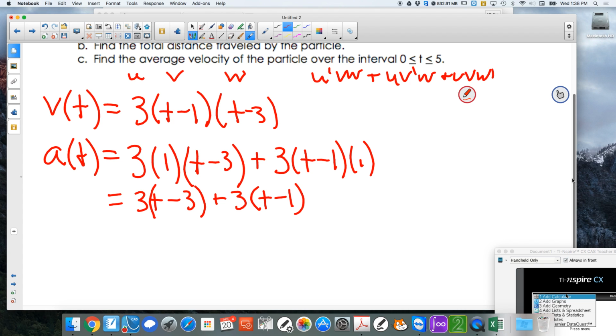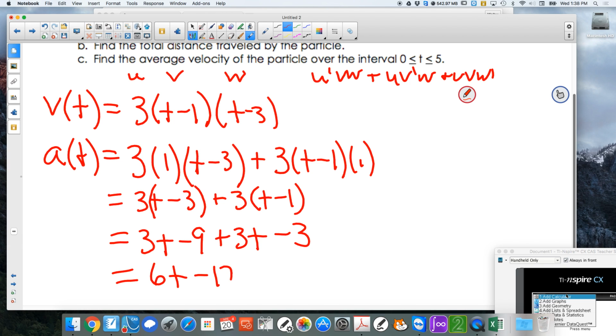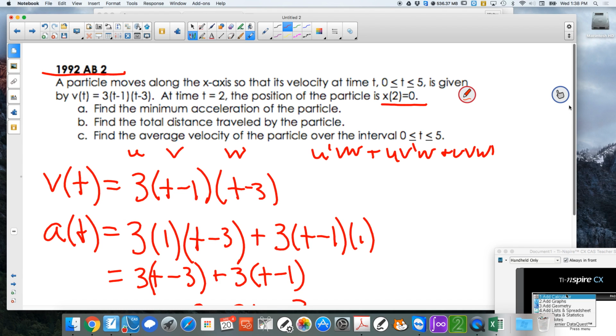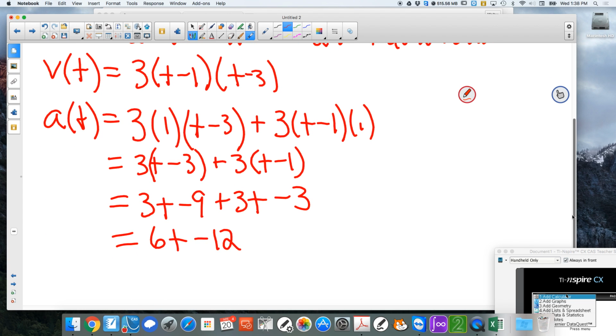Distribute? Yeah. So 3t minus 9 plus 3t minus 3. So what is our acceleration? 6t minus 12. Okay, so they gave us a velocity, and the time interval is between 0 and 5. When is the acceleration going to be at a minimum?